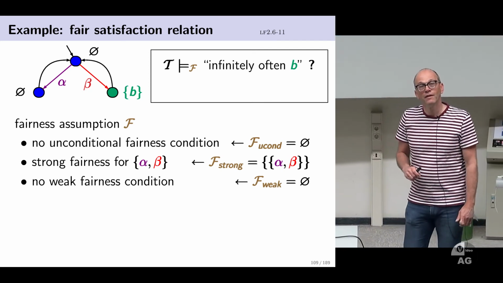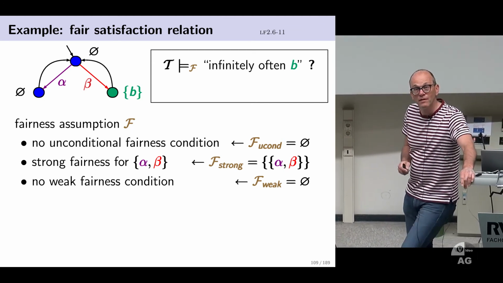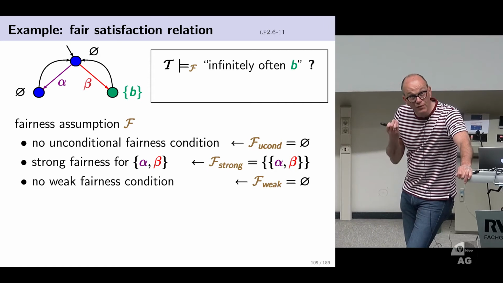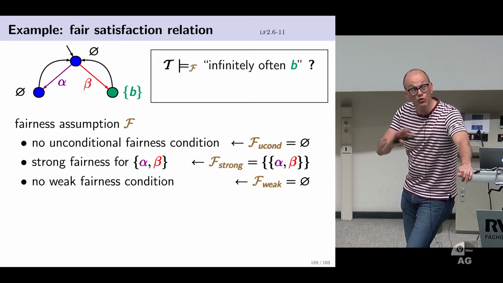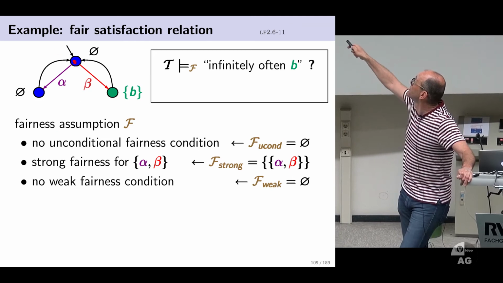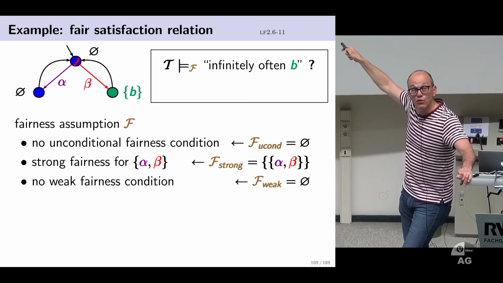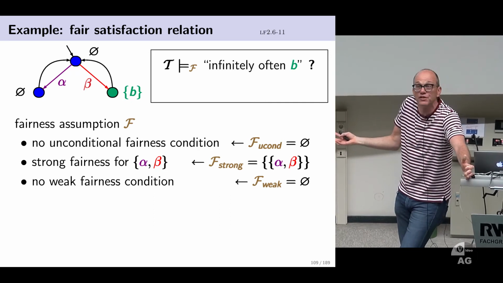Well, I can visit the state labeled B infinitely often, but it's not guaranteed that I can. So the question is, is there a trace of this transition system that violates the property infinitely often B, if I do not impose any fairness assumption? I mean, I could move here, right? I could go back. I could always cycle between the two blue states. I never visit the B state, so I definitely don't visit it infinitely often, right?